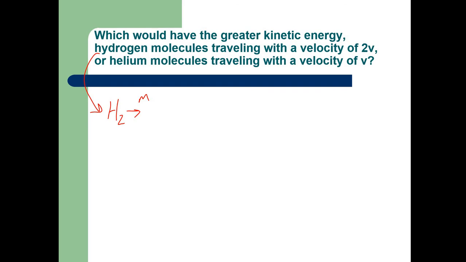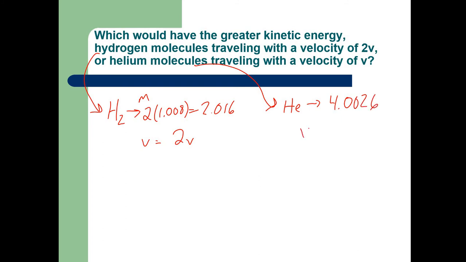What's the mass? 2 times 1.008, which is 2.016, right? Traveling with a velocity of 2v. So the velocity is equal to 2v. Or helium molecules. Helium molecules weigh 4.0026, traveling with a velocity of v. So I have not given you the velocities. Which would have the greater kinetic energy?